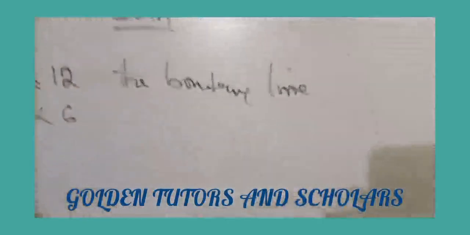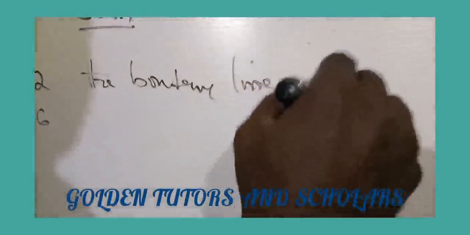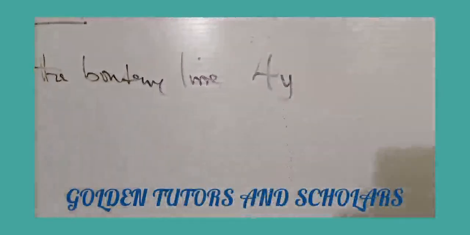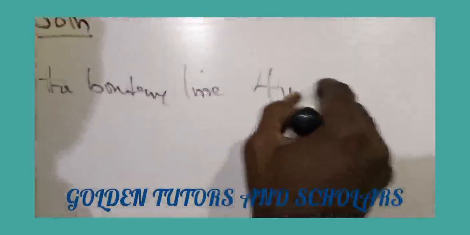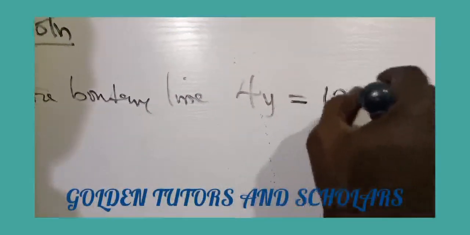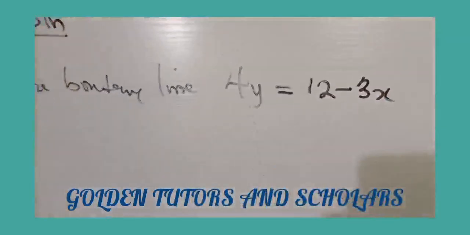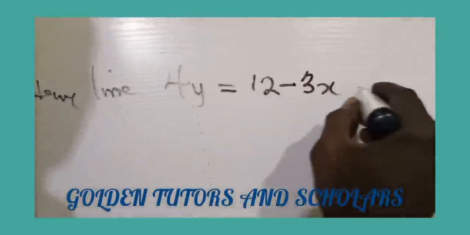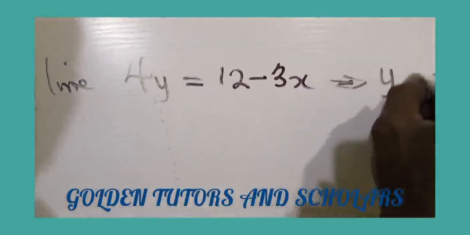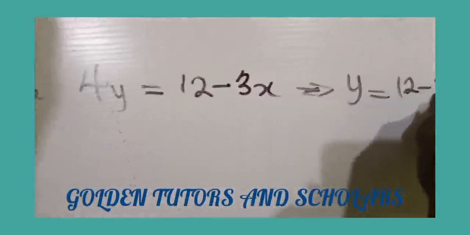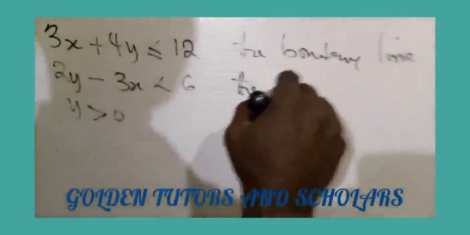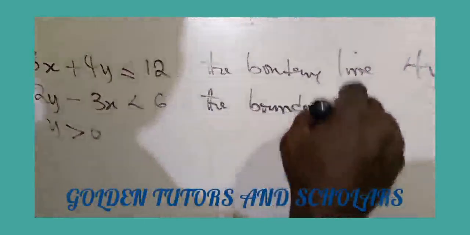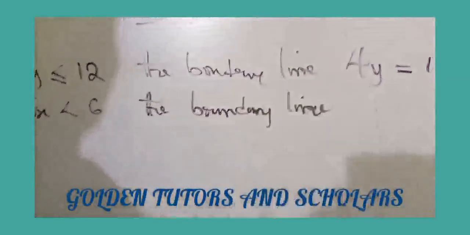To determine the boundary lines for these inequalities, the boundary line for this inequality will simply be 4y equals 12 minus 3x. If you want to take it further, this implies that y equals 12 minus 3x over 4. Then you need to find the boundary line for this inequality here, because it is very important for our solution.